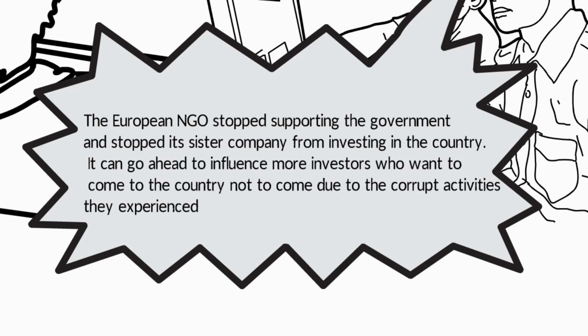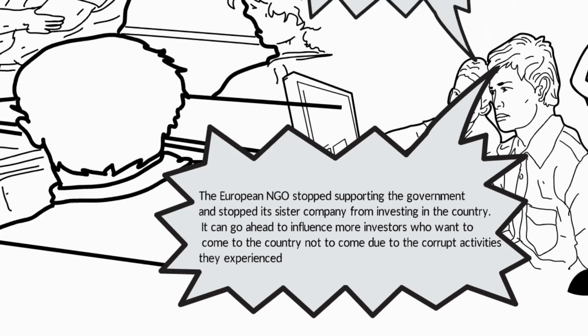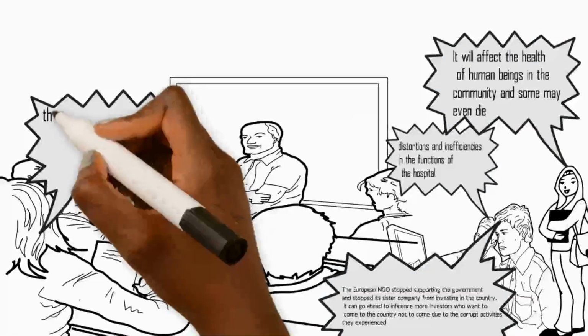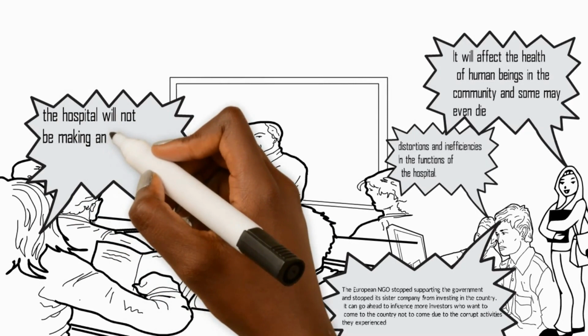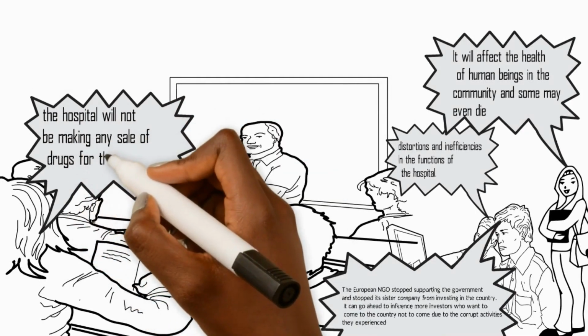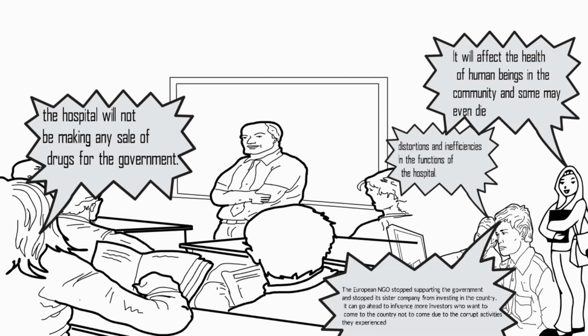Any other point? The constant stocking of the private pharmacy with medicines from the hospital means that the hospital will not be making any sales of drugs for the government. The government will lose revenue through this. Exactly. Very well said, Elon.